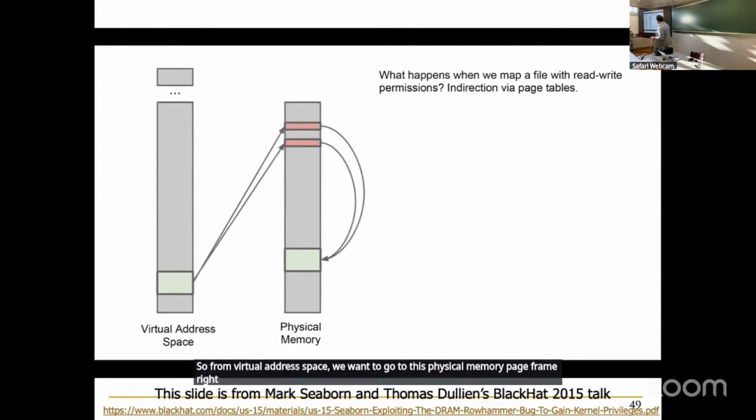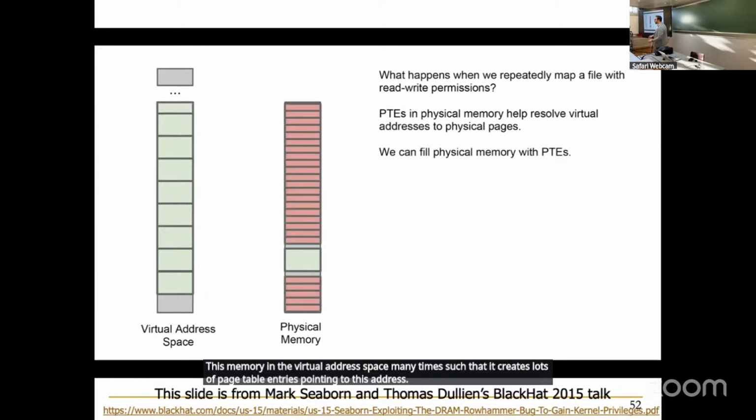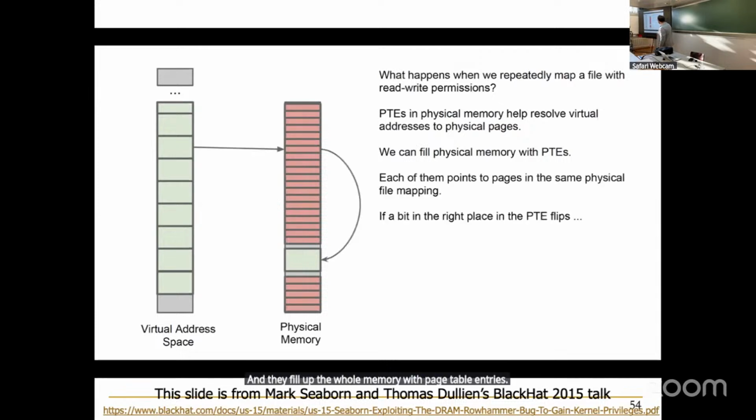And to do that, we first need to go to the page table entry, read the page table entry, and go there. So what they do, they allocate this memory in the virtual address space many times, such that it creates lots of page table entries pointing to this address. And they fill up the whole memory with page table entries. And what happens once you access this page table entry, it points to here, right? So everything is fine now.